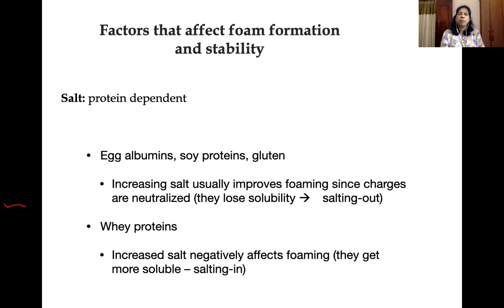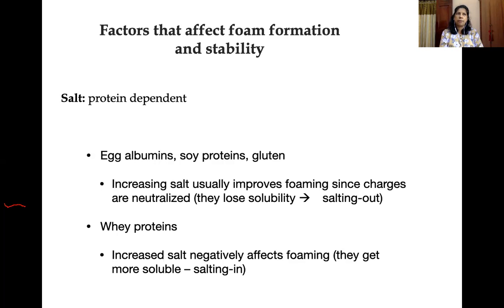Among the factors that affect foam formation and stability, salt is the other one, and it depends on the protein. For example, in the case of egg albumin, soy protein and gluten, increased salt usually improves foaming, since charges are neutralized, they lose solubility, and salting out occurs. The other one is whey protein. Increased salt negatively affects foaming. They become more soluble, in salting in.